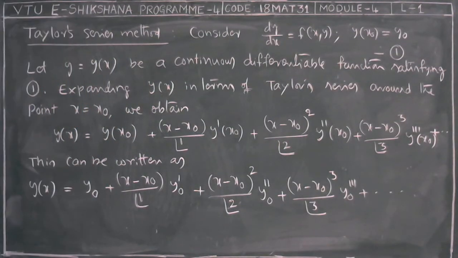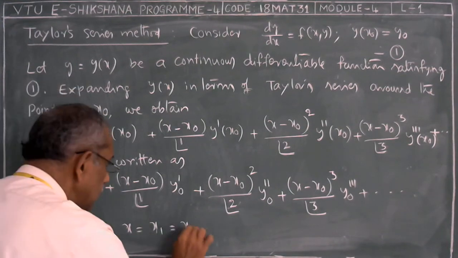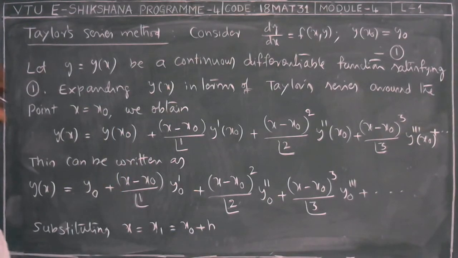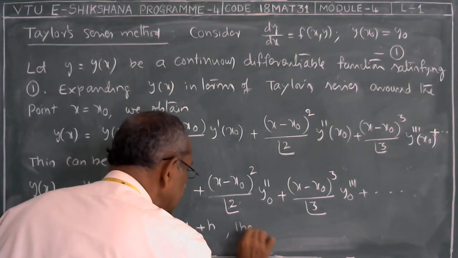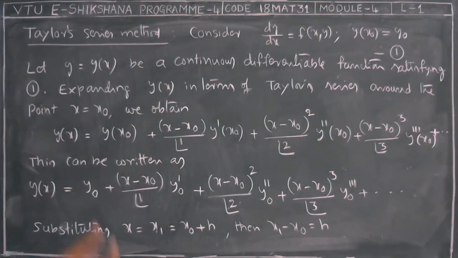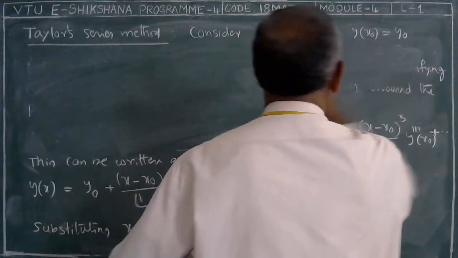Okay, now substituting x1 is equal to x naught plus h, then x1 minus x naught is equal to h. That is the interval length. Then what happens to the quantities here? What happens to the expression?